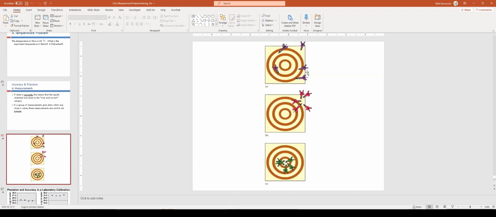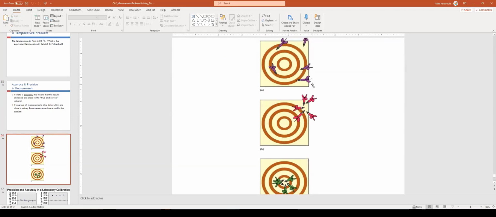So let's look at a game of darts here. What would be considered accurate for playing darts? What are you trying to do? What is true for darts? You want to try to target the bullseye. Yeah, you want to get the middle. Okay.